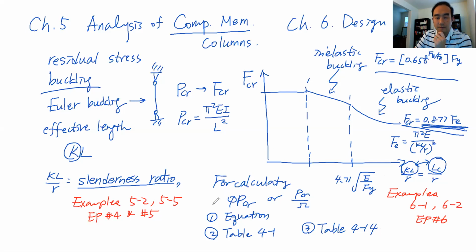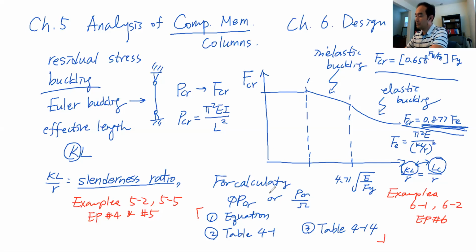So basically, we're going to use these three methods. Equations, depending on whether slenderness ratio is less than or larger than this, we're going to have two different methods, the equations to find out F sub CR, and multiply by AG is going to be P sub CR. All right, table 4-1 and 4-14, the difference between these two is this.